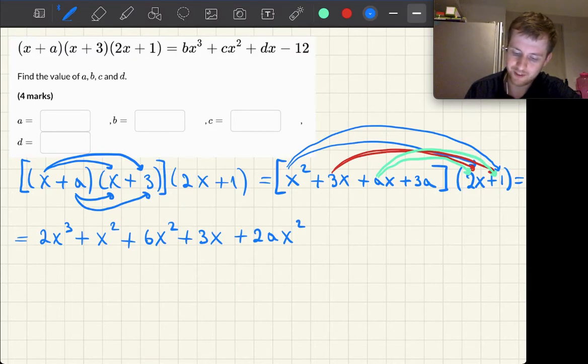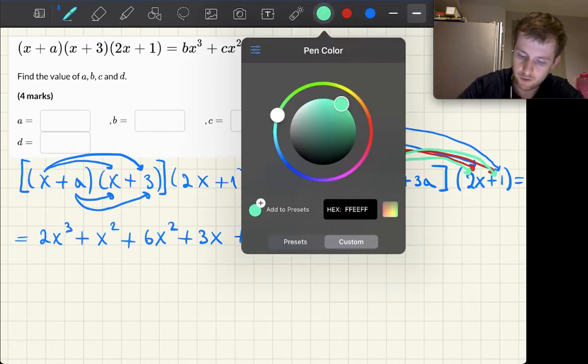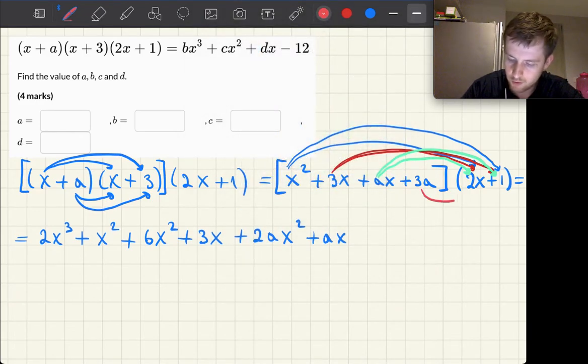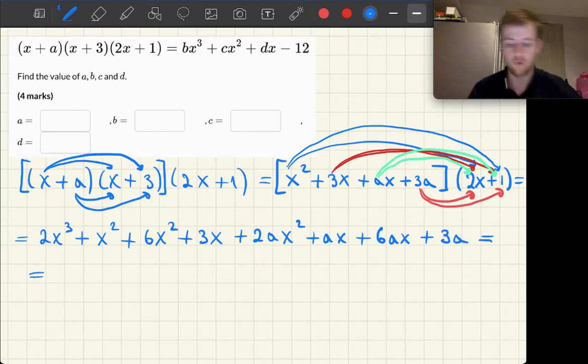So ax times 1 is going to be ax. And then we have, finally, okay, I'm out of colors, so whatever, let's just choose something. 3a times 2x is equal to 6ax. And then finally 3a times 1 equals 3a. Wow, that's a lot of stuff.